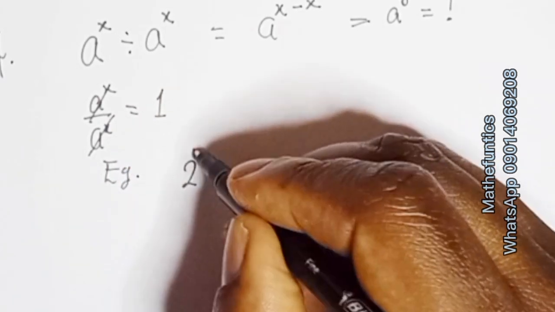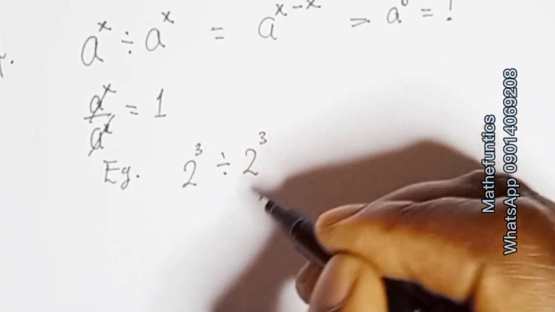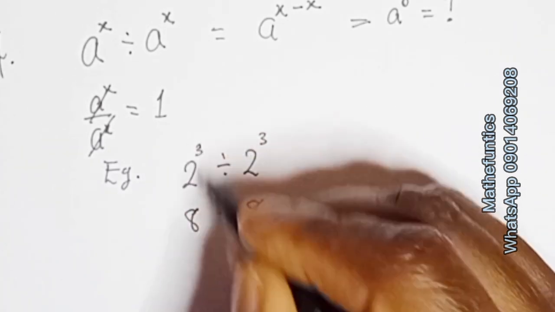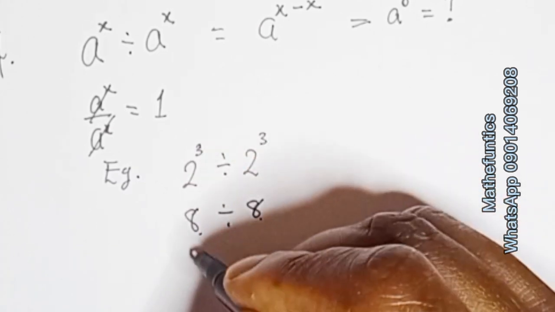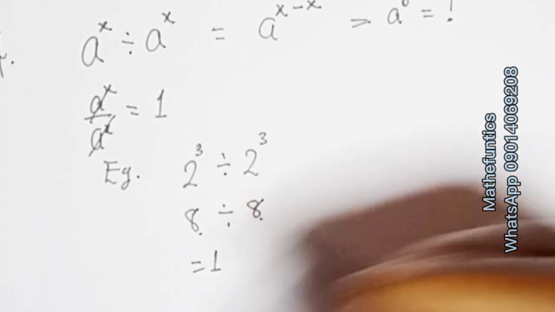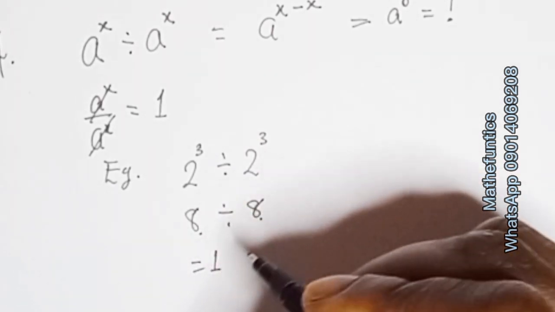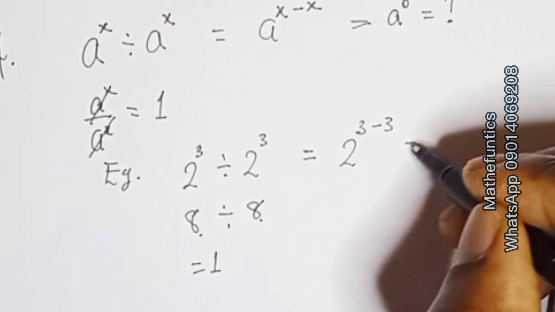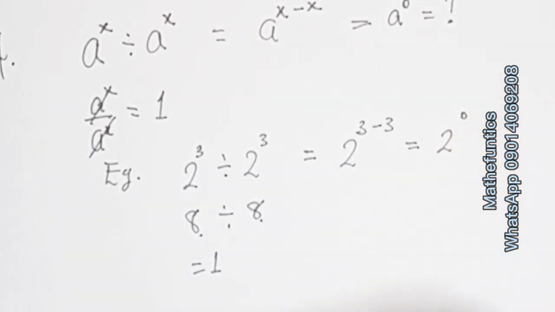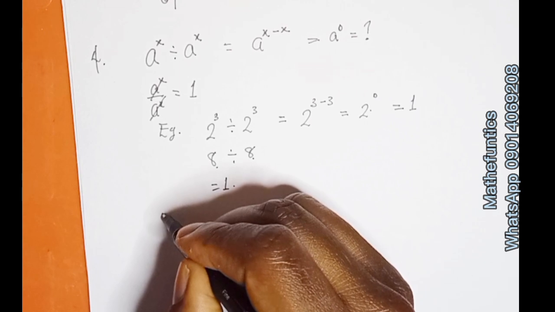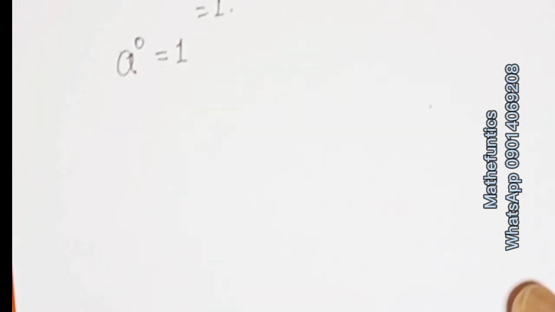For instance, I have 2 raised to power 3 divided by 2 raised to power 3. This is same thing as me saying 8 divided by 8, because 2 raised to power 3 is 8 and 2 raised to power 3 is 8. And that's 1. We already know that 8 divided by 8 will give me 1. So that follows that if I also do 2 raised to power 3 minus 3, it should give me 2 raised to power 0. So if this is 1, then this value is also 1. That is why we say that anything raised to power 0 is 1. That's how we come about that.